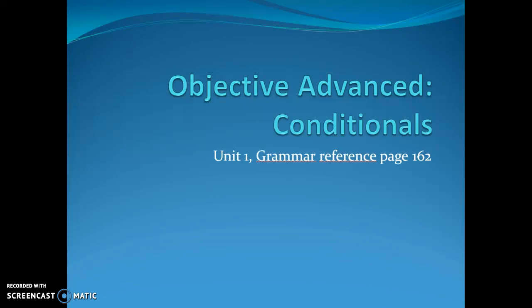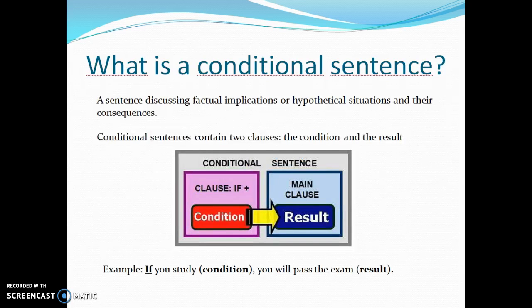Welcome to this lesson about conditionals, which is part of the first chapter of the Objective Advanced coursebook, and you can find more information and detailed examples on the grammar reference page 162. So what is a conditional sentence?